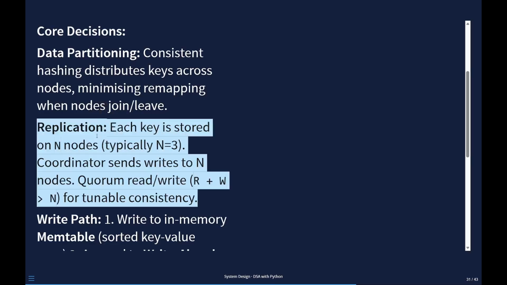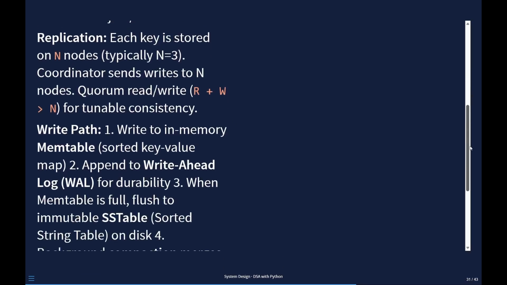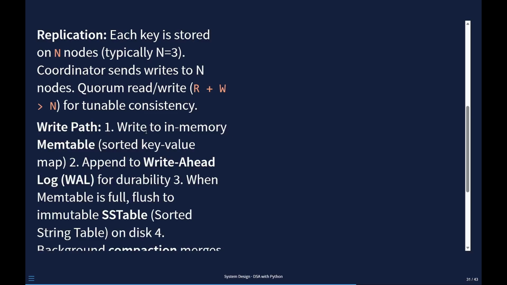Replication: replicate each key to n nodes, typically 3. This tolerates up to n-1 node failures without data loss. Use quorum reads and writes. If n is 3, r is 2, and w is 2, then r plus w equals 4, which is greater than n equals 3. This quorum condition guarantees that any read will see the most recent written value.